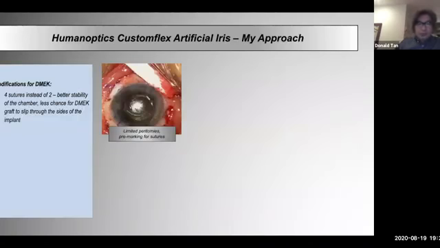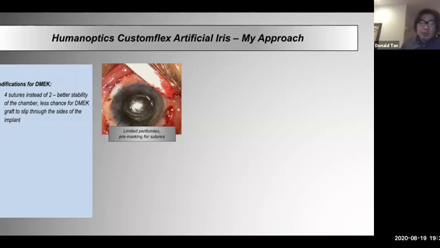So my approach, if you look at the various videos and the website, you have to be registered and go through a training session to be approved to order this iris. They usually will, and there are lots of videos showing how you cut it up and how you suture it or put it in the bag. But if you're suturing it, all of them basically have 2-point fixation, because we all learned this from an IOL.